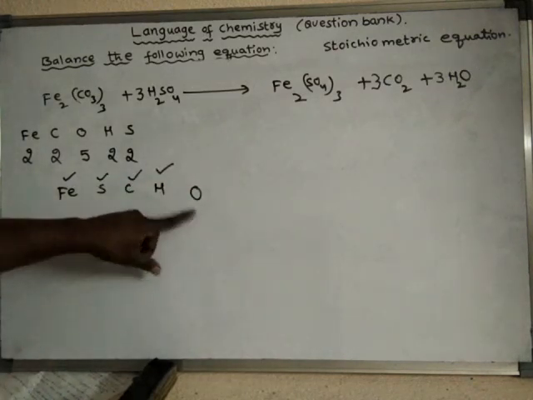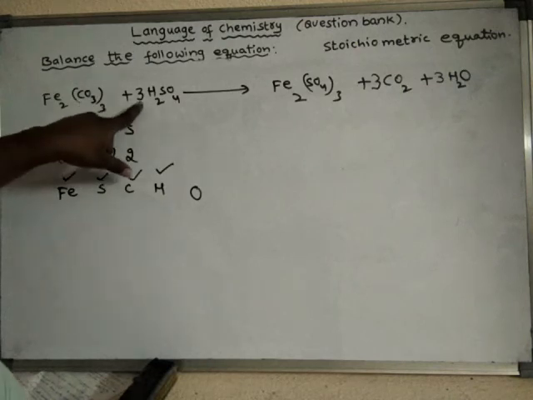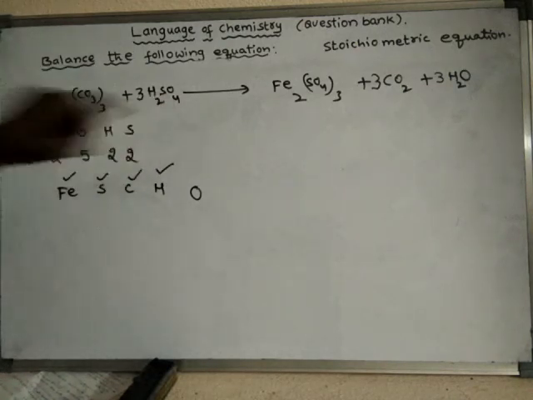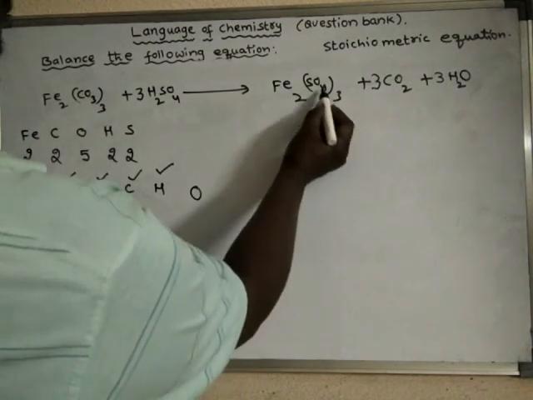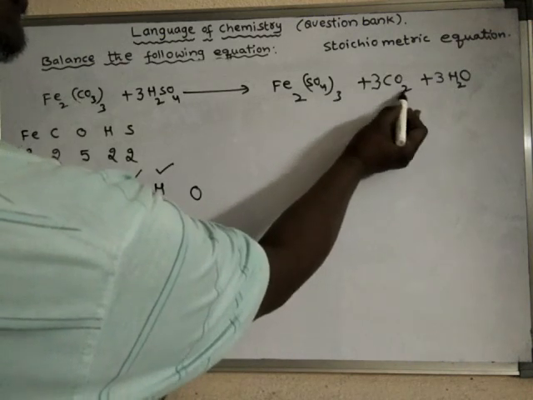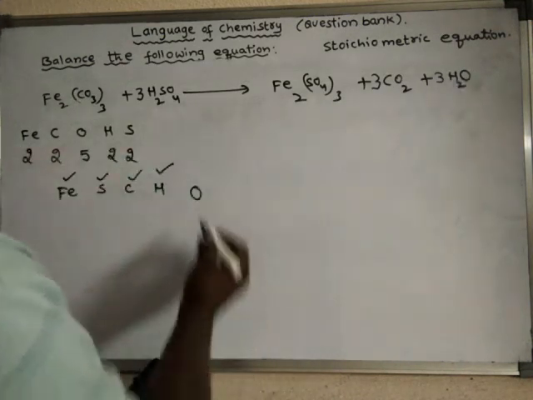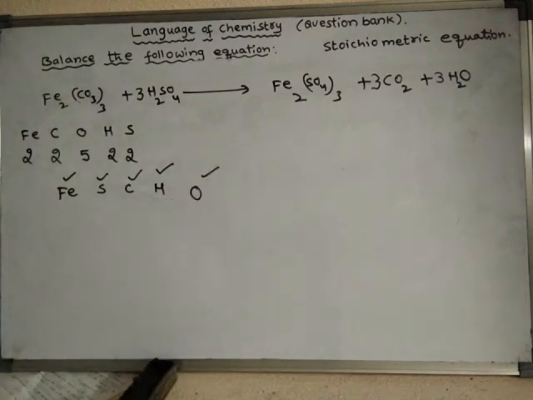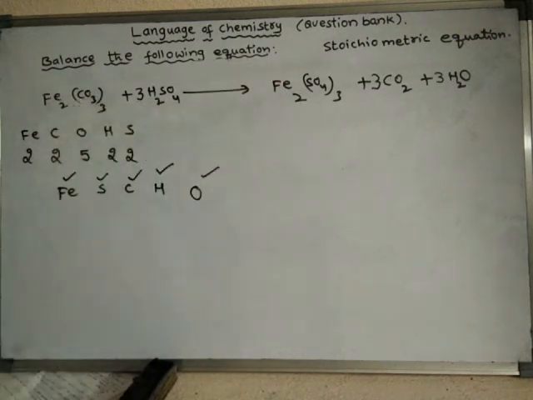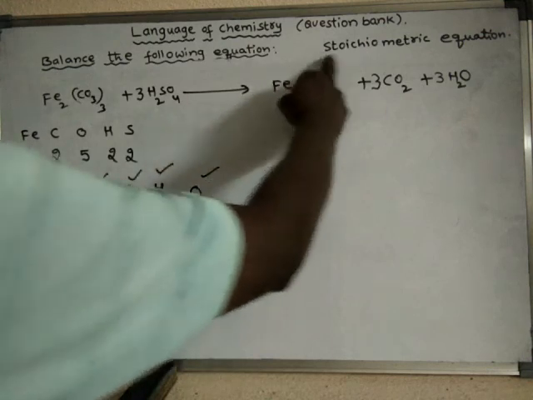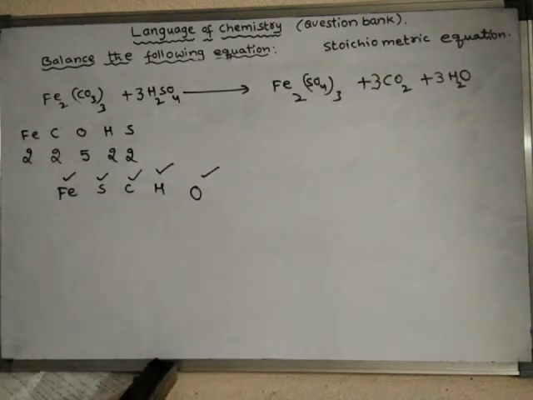Next, oxygens. How many oxygens are there? 9 plus 12. So altogether it is 21. Okay, 21 oxygens. Here 12 plus 6, 18 plus 3, 21. So oxygens are also balanced. So in this way, when all the elements are balanced in this equation, it is said to be a balanced chemical equation, or else a stoichiometric equation. So in this way, we have learnt how to balance certain equations based on the frequency number method. Okay. So we will learn the other things in the next video.